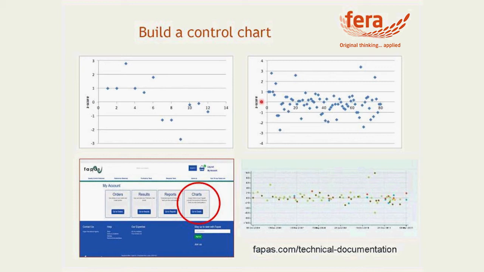You can create your own control chart, and there are publications to help you do that. Alternatively, there is an online facility when you log into your account on the FAPAS website. Go to the Charts tile on your account, and this enables a feature. There is further documentation under technical documentation on the FAPAS website to help guide you, but this presentation goes into some of the details to talk you through this process.